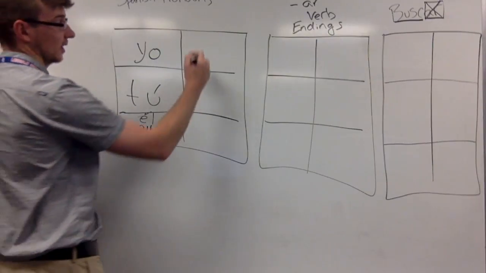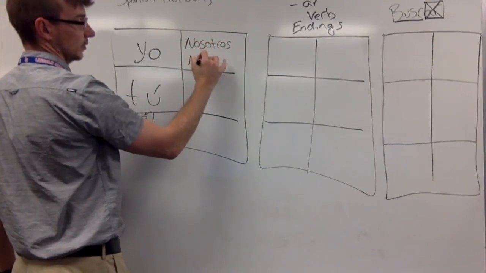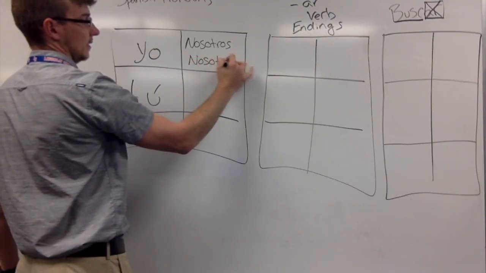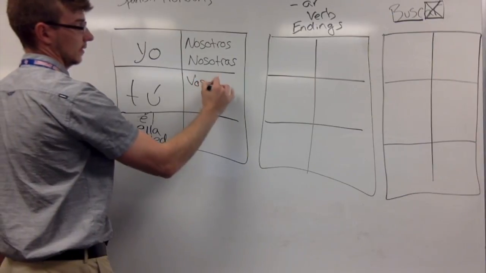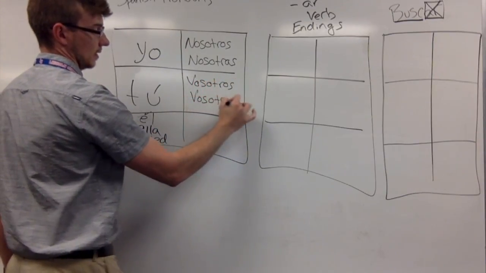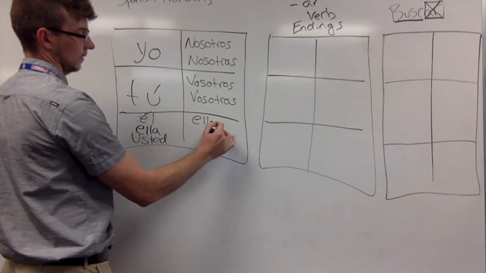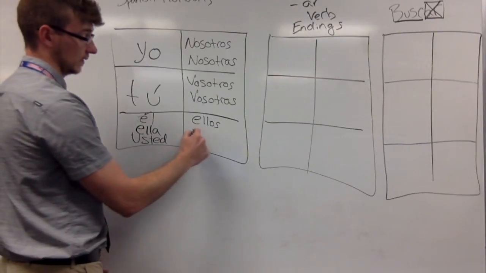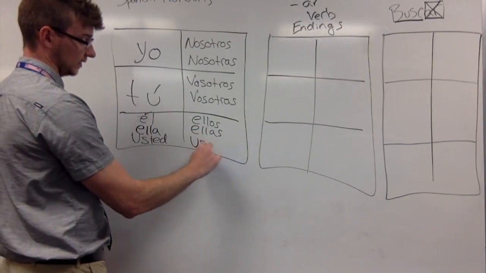We in Spanish, remember you've got two of them, nosotros and nosotras. Y'all informal, vosotros and vosotras. And then they masculine, which is ellos. They feminine, which is ellas. And then y'all formal, which is ustedes.